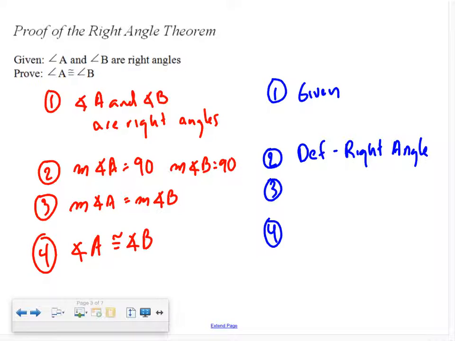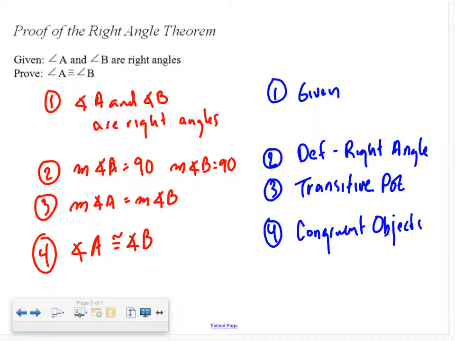Step 3, that's actually going to be the transitive property of equality of just line 2. And 4 is congruent objects, which basically says that if objects are congruent, they have the same measure. And vice versa. All right?